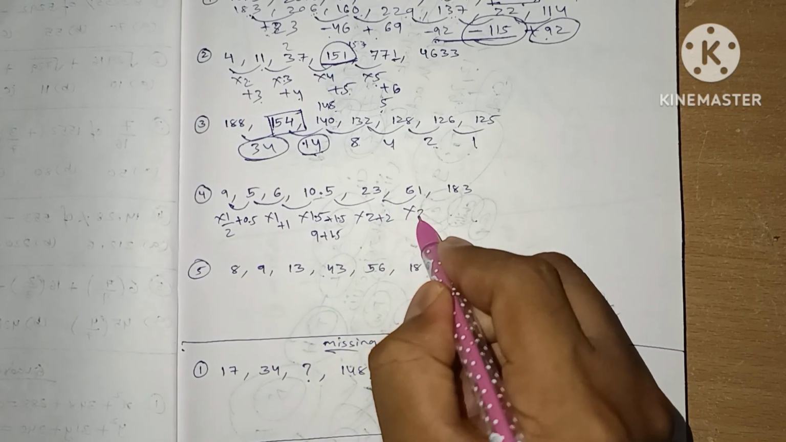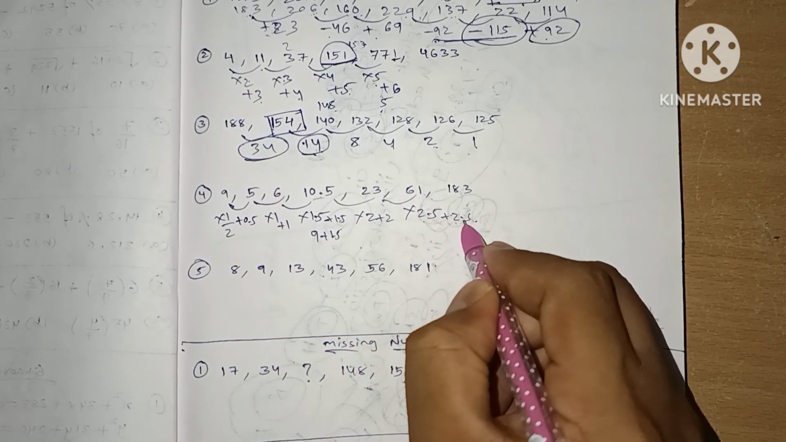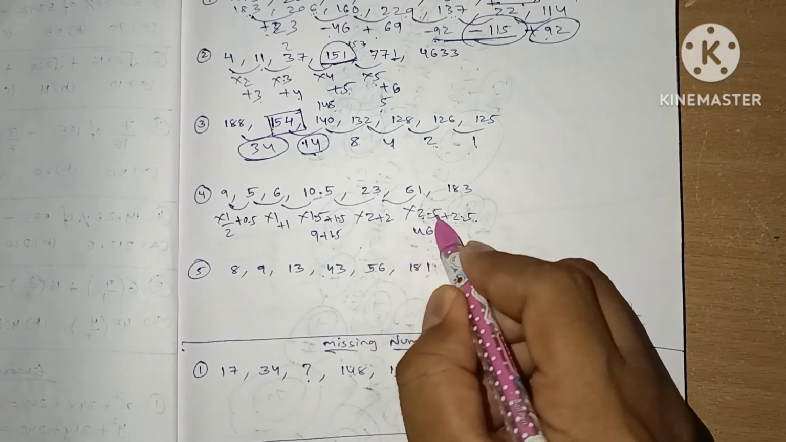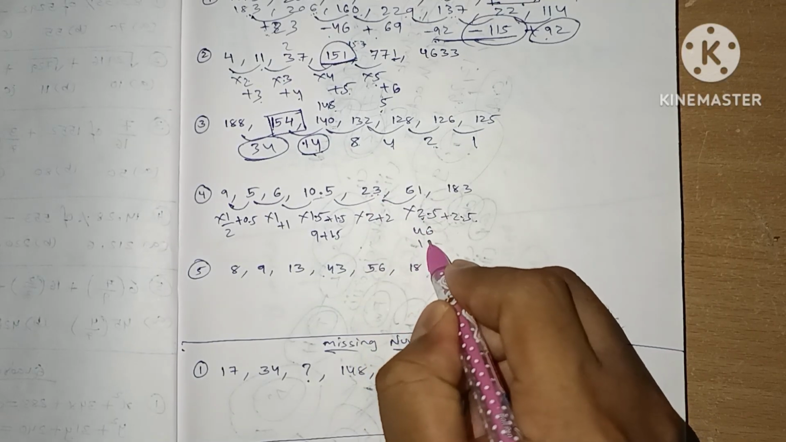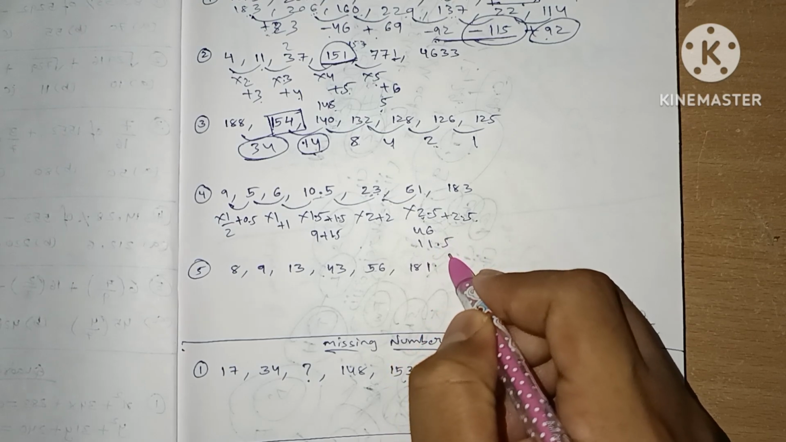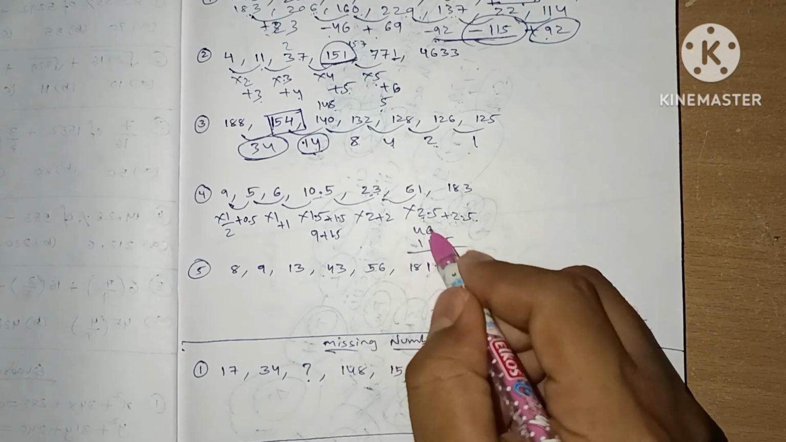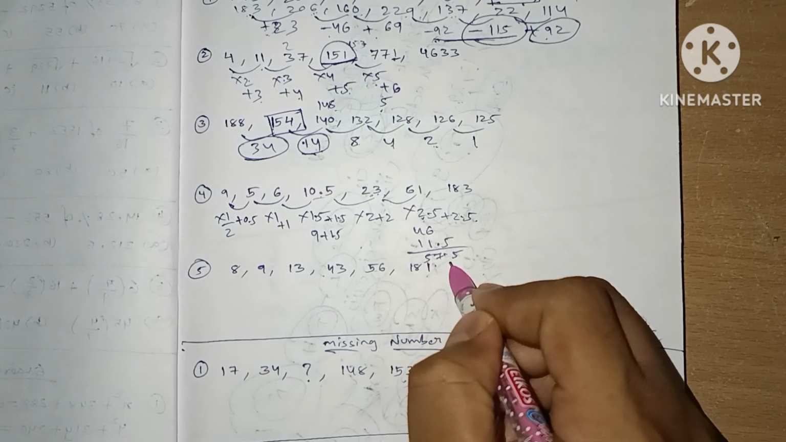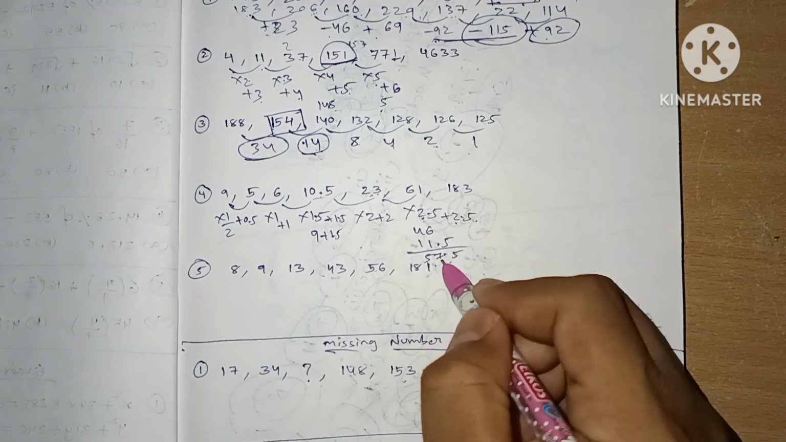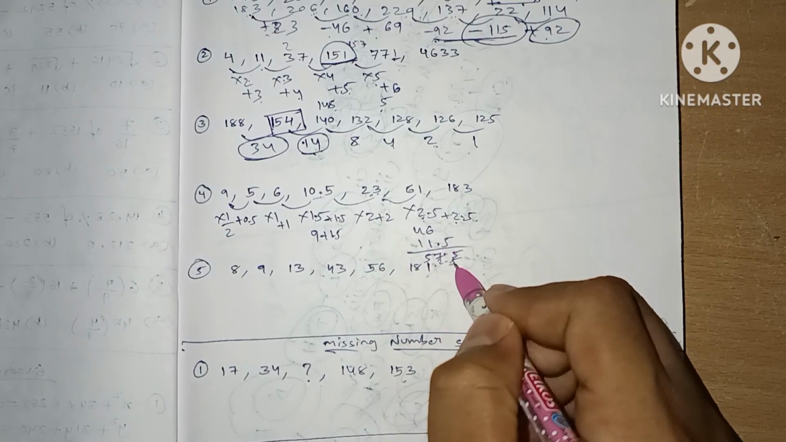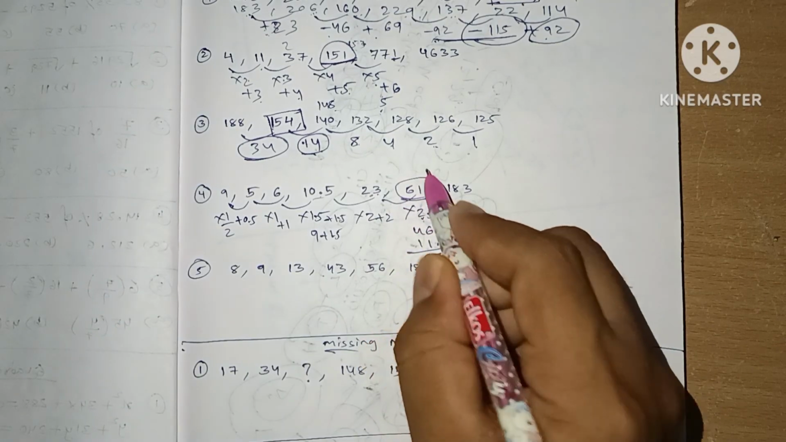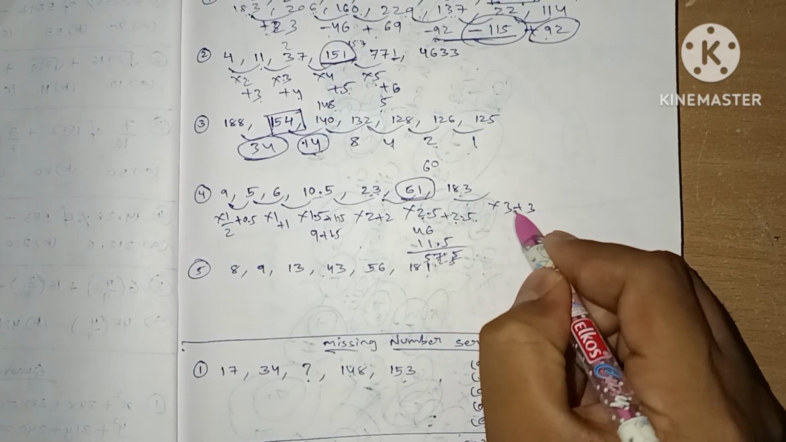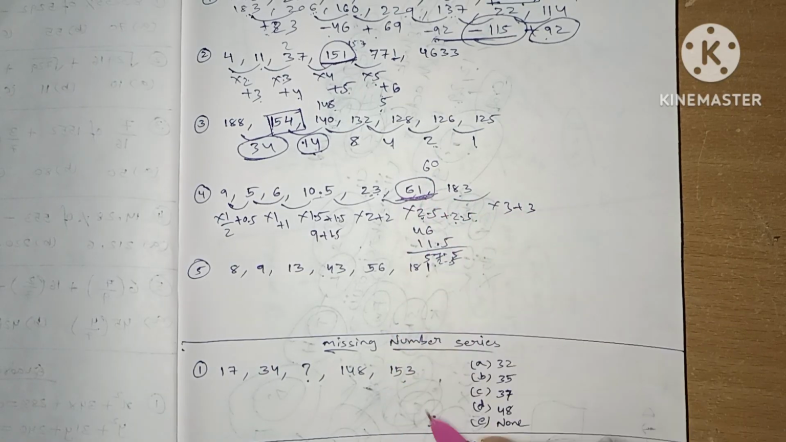It is into 2.5 plus 2.5. 23 2 times will be 46. 0.5 into 23 will be 11.5. Okay, so the sum of these will be 57.5 plus 2.5, which will be 60, not 61. 60 into 3 times 180. 180 plus 3 will be 183. So this is our wrong number.